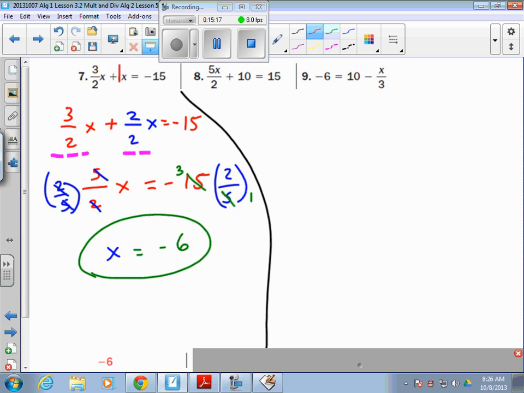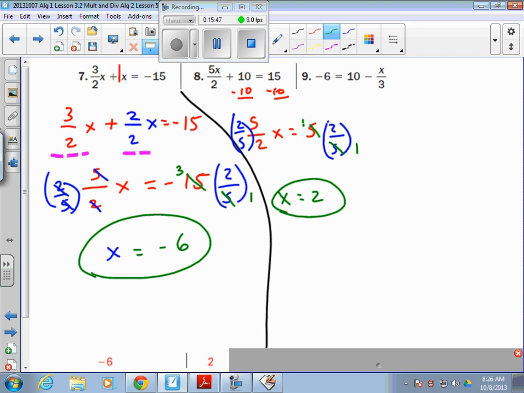Undo plus 10 by subtracting it. Do the same to the right side. So you have 5 over 2. I'm going to separate this as 5 over 2x instead of letting it say 5x over 2. 5 over 2x is the same thing. Equals 5. Then multiply by the reciprocal. Keep it simple. 2 over 5. They'll cancel each other out. 5 goes into itself once and into itself once. So x equals 2 for that one.